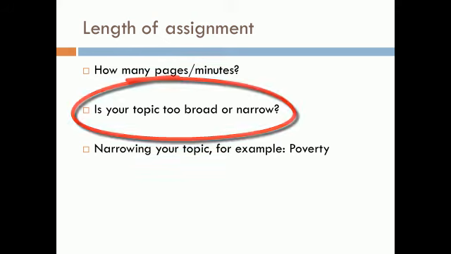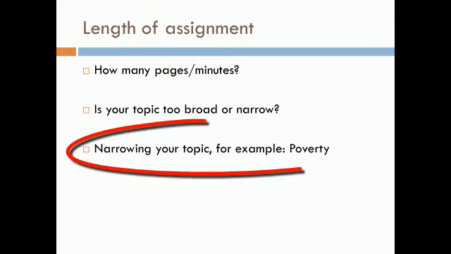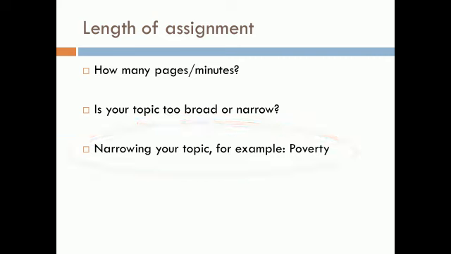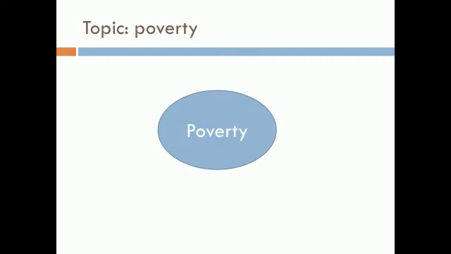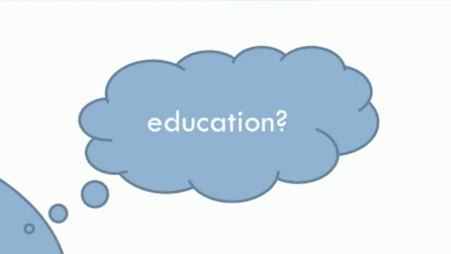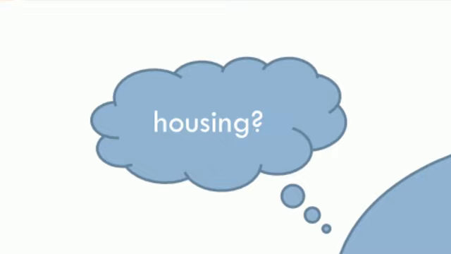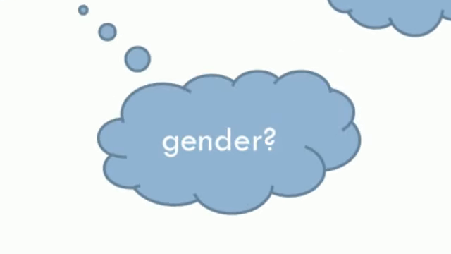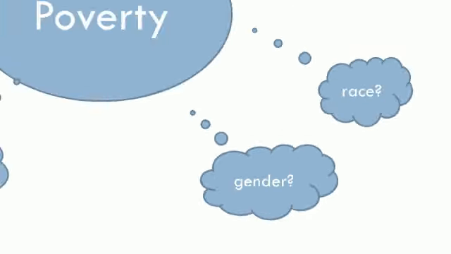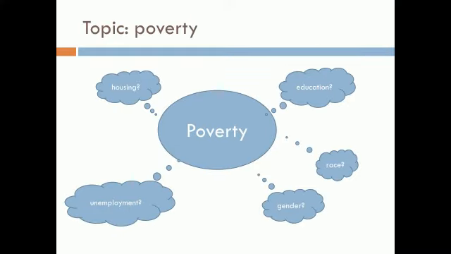Ask yourself if your topic is too broad or too narrow to fit the length of the assignment. If it's too broad, brainstorm how you would narrow it down. For example, imagine you're writing a 3-page paper on poverty. Sounds easy enough, right? Until you realize you can't think of anything or you have too many ideas. This is where brainstorming comes in. In this case, you could consider education issues, or housing, or unemployment, or race, or gender. You may not end up writing about all of these, but now you've got at least some ideas to consider.